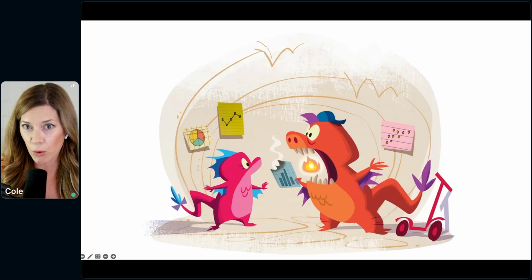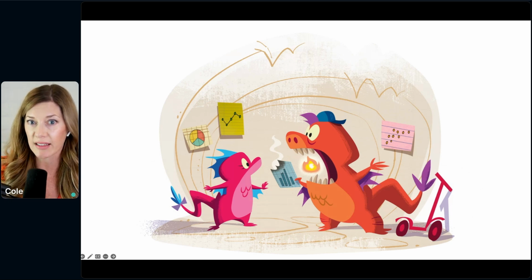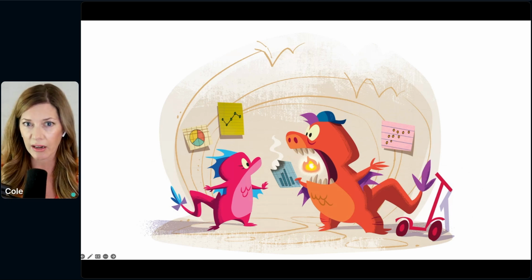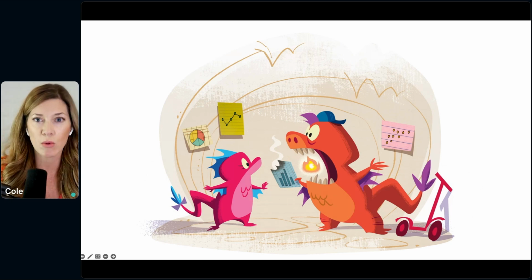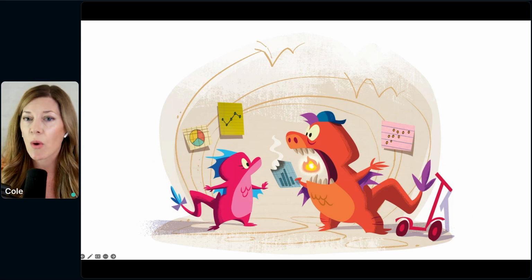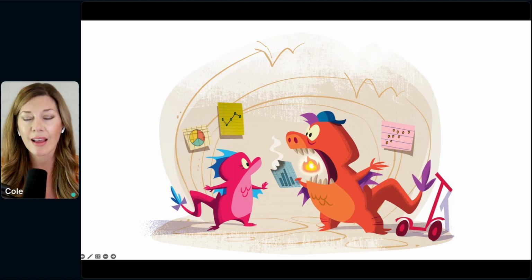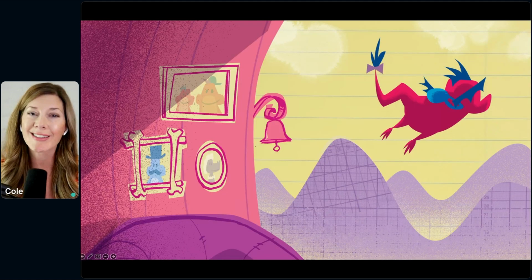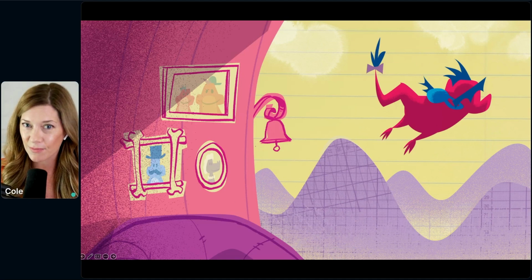"Data!" shouted her older brother Declan when she showed him her latest masterpiece. "Dragons don't do data. Dragons are fierce. Everyone is afraid of them." But Daphne didn't want to be scary. She wanted to be liked for being smart and kind. So she left her cave in search of a place where she could be herself.